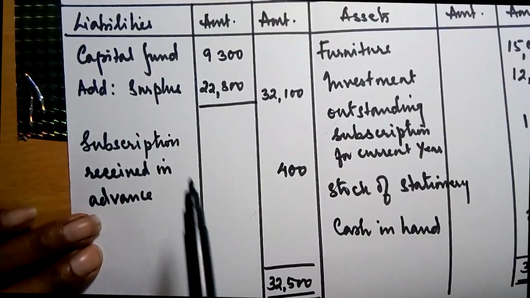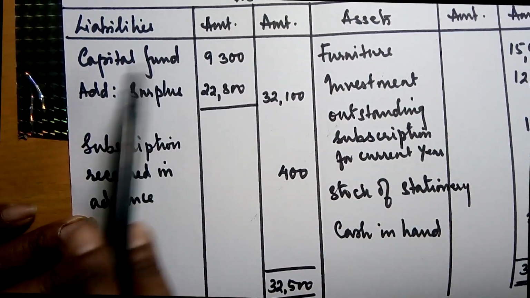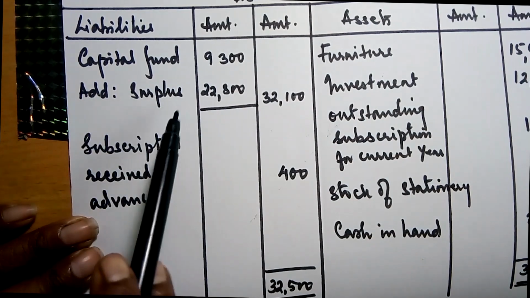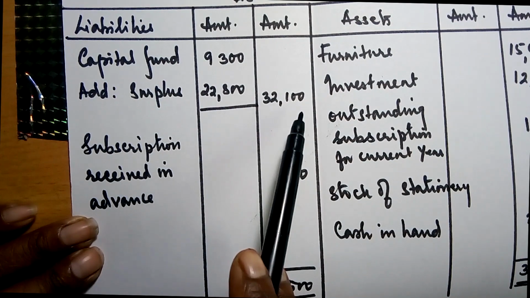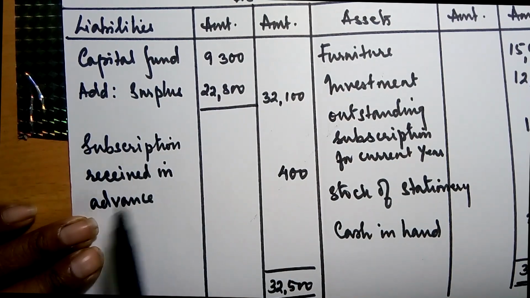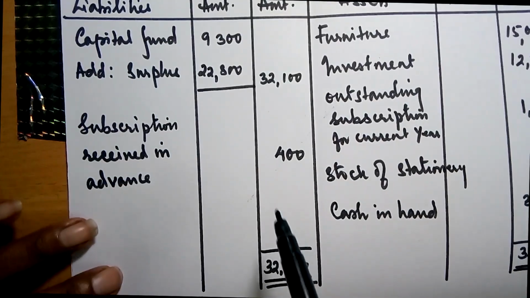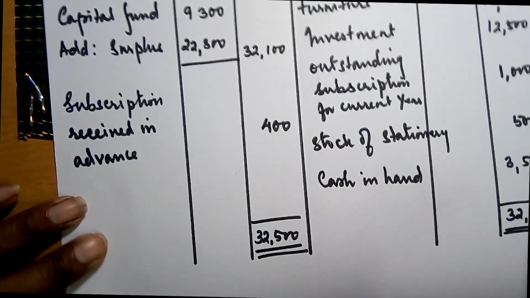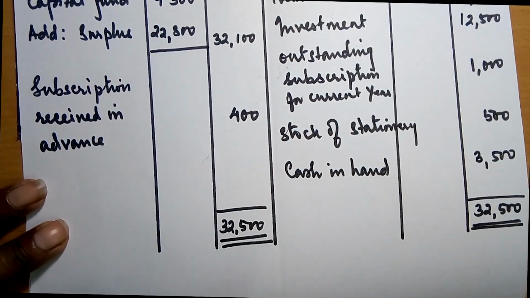Then in the liability side, capital fund 9,300 which was given. Along with that we add the surplus 22,800, so we get 32,100. Then subscription which we received in advance, we enter over here 400. Then we total up the liability side as well as the asset side and we get the total as 32,500. So both the sides total, they balance or they tally.